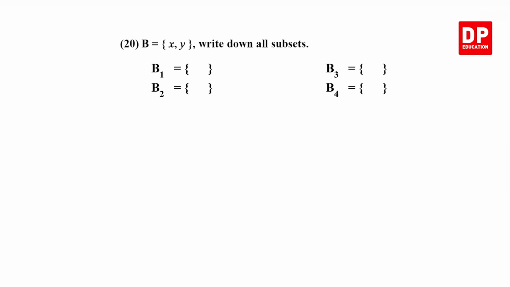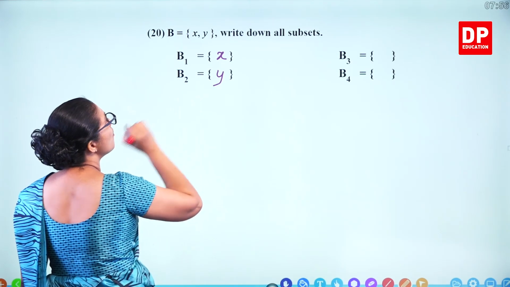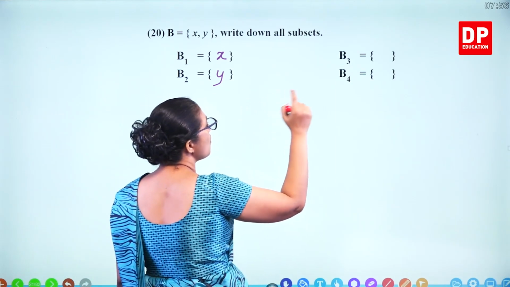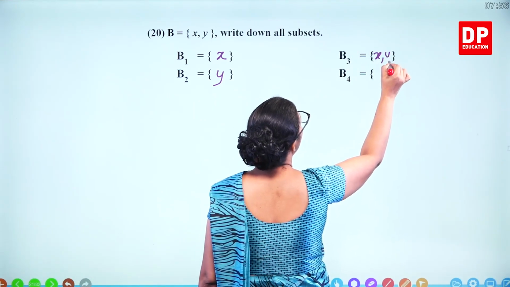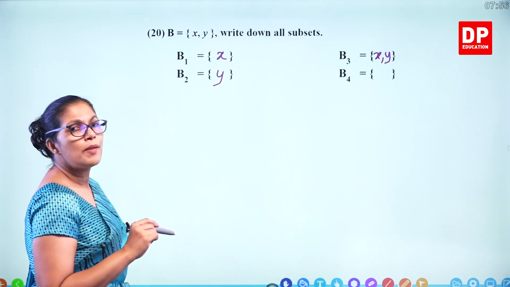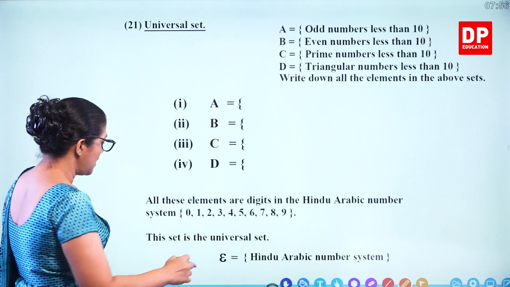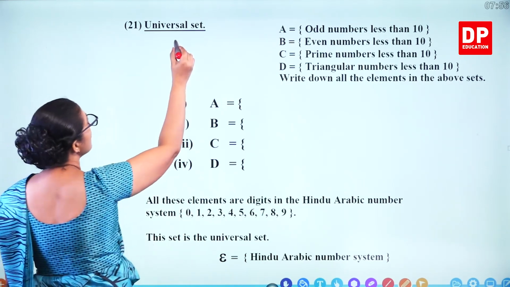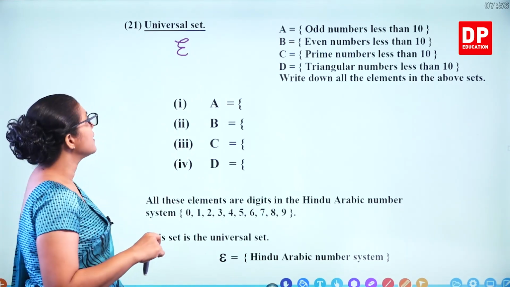X, Y: write down all subsets. You can take X separately, Y separately, X, Y itself, and the empty set. So all possibilities are there. Universal set: we use this letter, epsilon. That's also a Greek letter, epsilon.